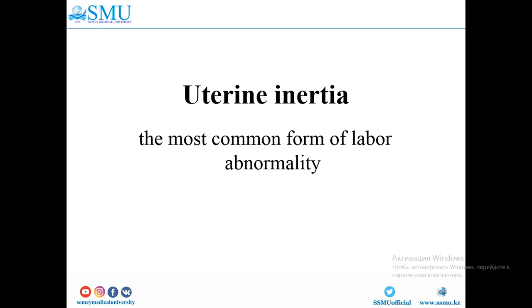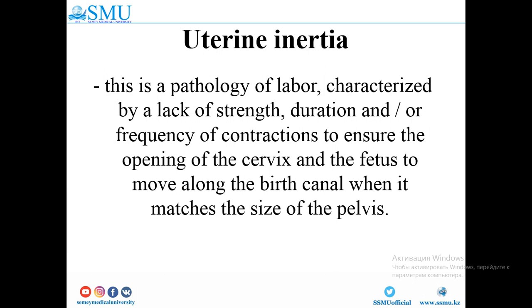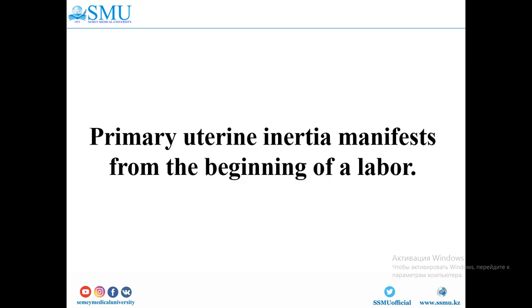Uterine inertia is the most common form of labor abnormality. Uterine inertia is a pathology of labor characterized by a lack of strength, duration, and frequency of contractions to ensure the opening of the cervix and the movement of the fetus along the birth canal when it matches the size of the pelvis. Primary uterine inertia manifests from the beginning of labor.